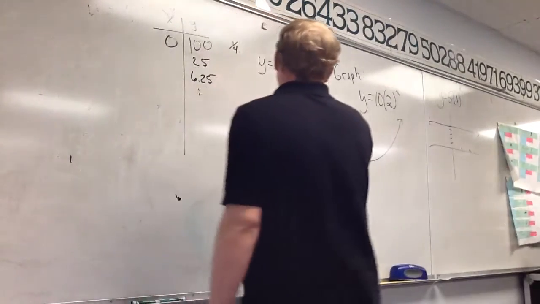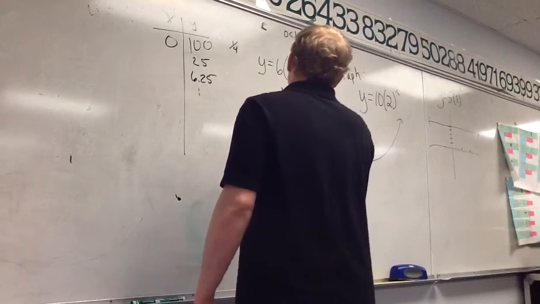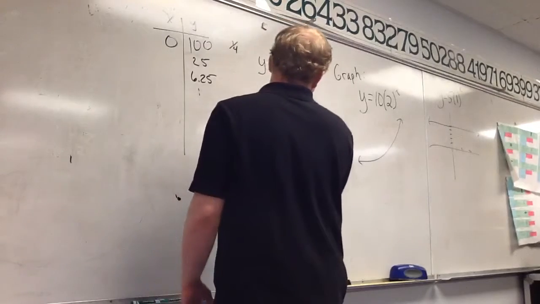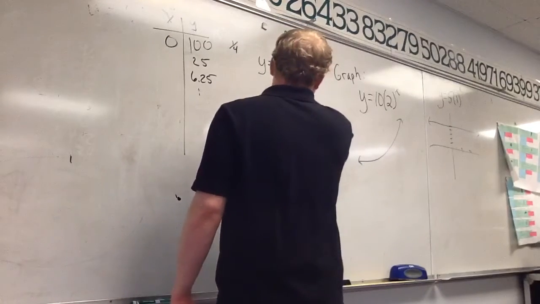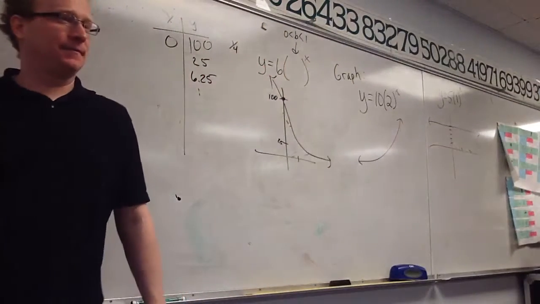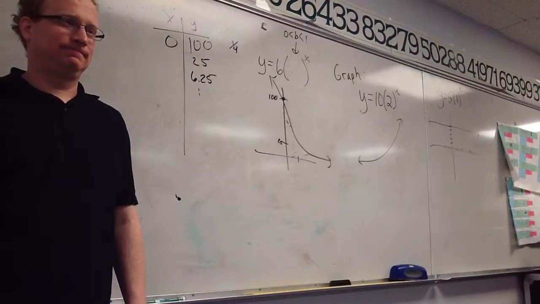Right? This one would be like, we'll just erase that. Here's 100. It's going to go through right there. And then it's going to go way down to like 25 in one step. It's going to go down really fast. So, if the multiplier is between 0 and 1, it'll go down. And if it's above that, then it'll go up.